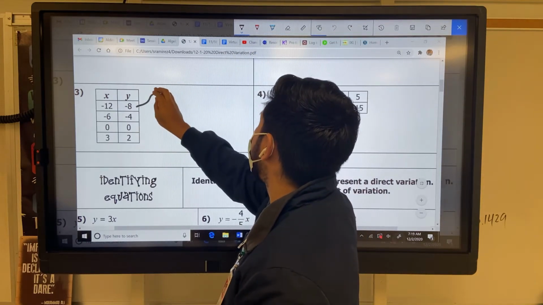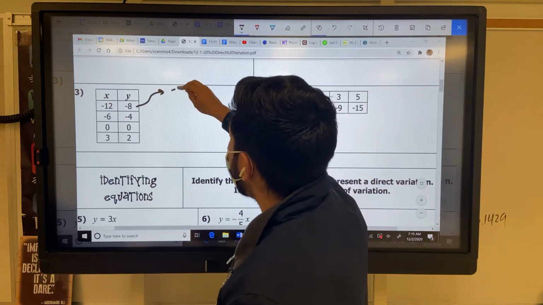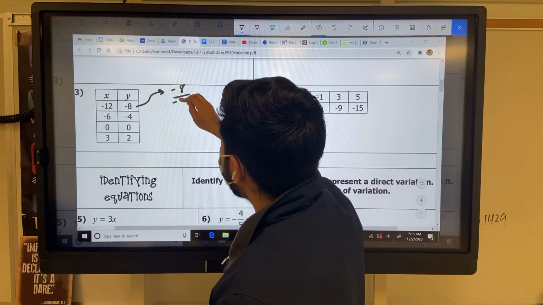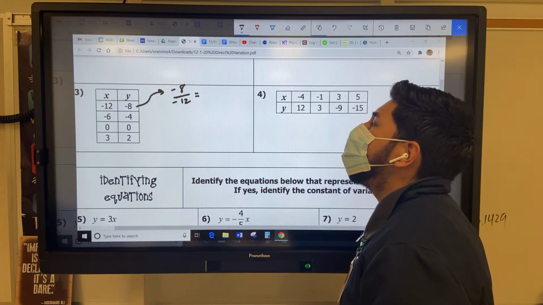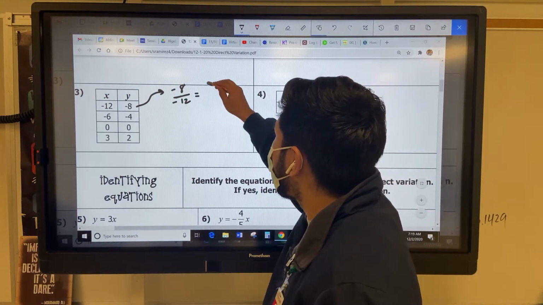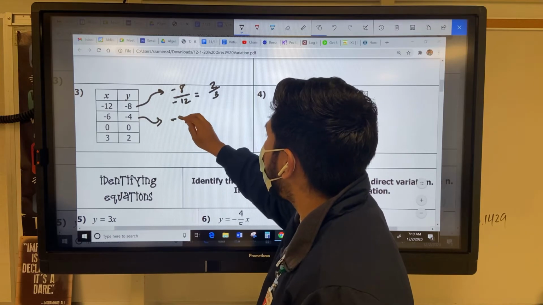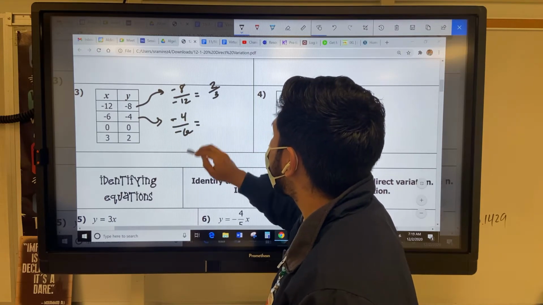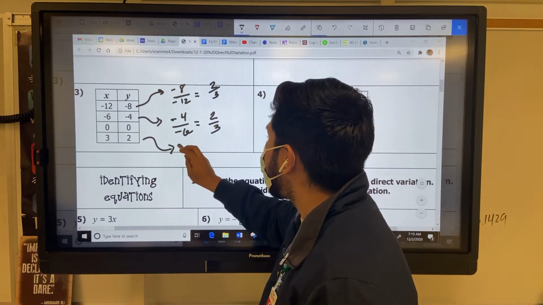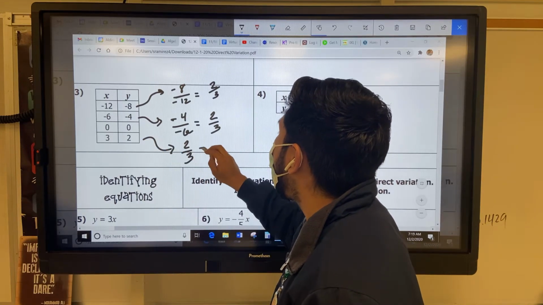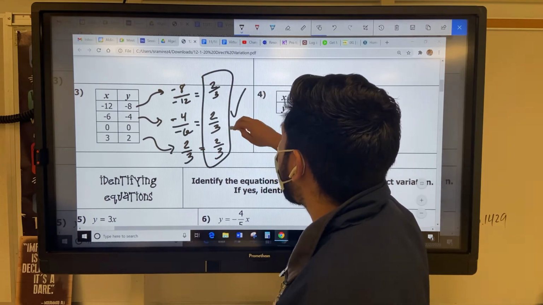Doing y over x, ladies and gentlemen. This is negative 8 over negative 12. That gives me 2 over 3. Right here, negative 4 over negative 6. That also gives me 2 over 3. And this last one, 2 over 3, can't divide it, is just 2 over 3. They're all the same. Boom, that's my k value.